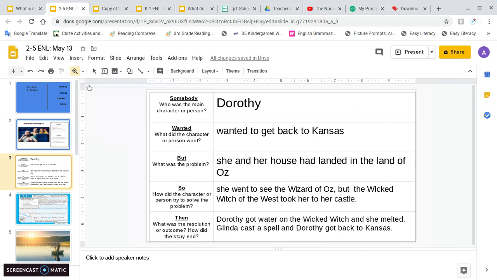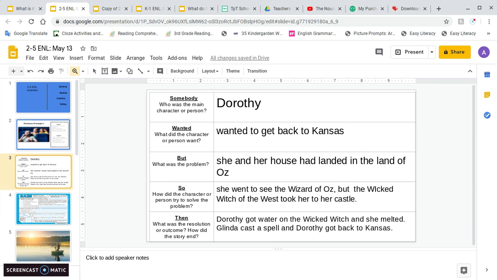All right, last time we finished the story of Dorothy and the Wizard of Oz, and we were doing the summary graphic organizer. So our somebody is Dorothy. She wanted to get back to Kansas, but she and her house had landed in the land of Oz. So she went to see the Wizard of Oz, but the Wicked Witch of the West took her to her castle. Then Dorothy got water on the Wicked Witch and she melted. Glinda cast a spell and Dorothy got back to Kansas.